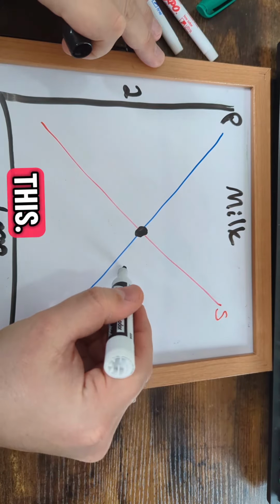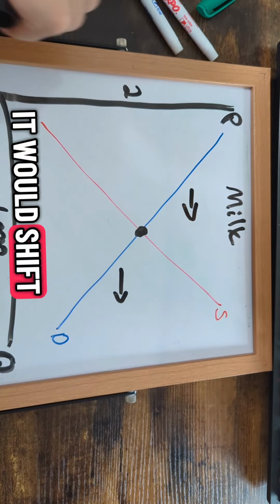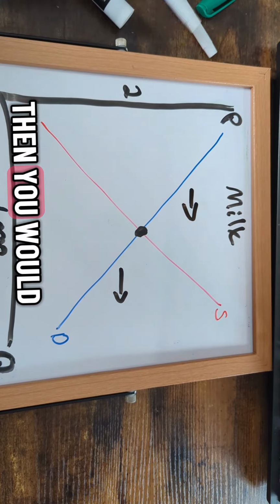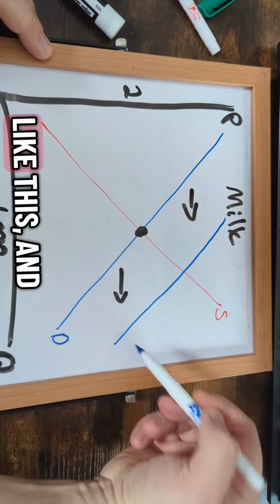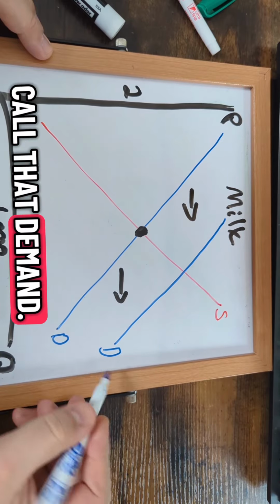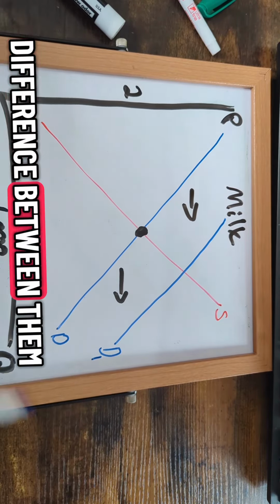They shift like this. So if demand were to shift, it would shift like that, and then you would have a new line like this. And we would usually call that demand, and for our purposes, say demand one, so we can tell the difference between them so we don't get mixed up.